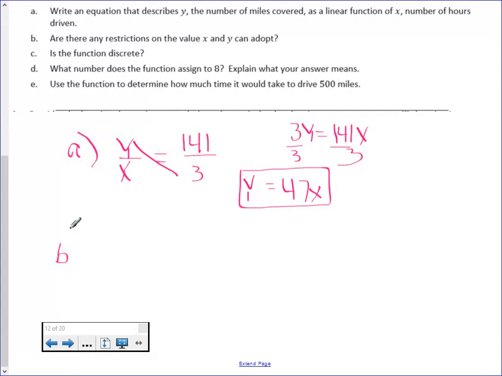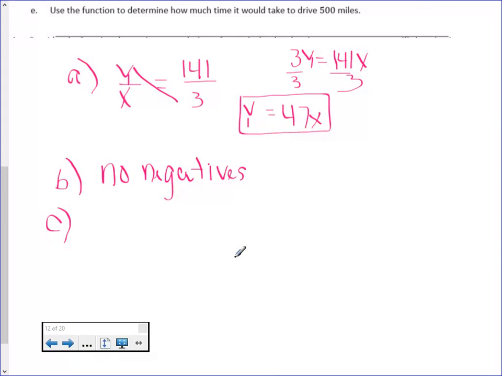Part B. My voice is going out. B. Same thing. Any restrictions, it's the same answer. You can't have negatives. I'm not used to talking this much all day, every day. I mean, I do, but a lot of times the lesson's not this long. And I just sat for a whole weekend.